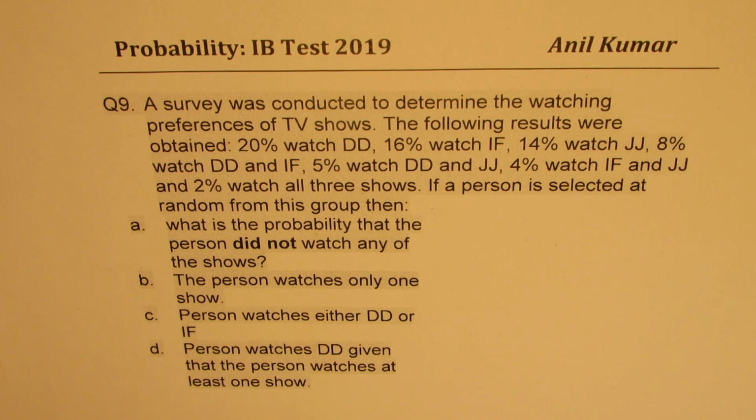C. Person watches either DD or IF. D. Person watches DD given that the person watches at least one show. So these are the 9 questions. I hope you find interest in them. Try to solve them and then look into my suggestions.